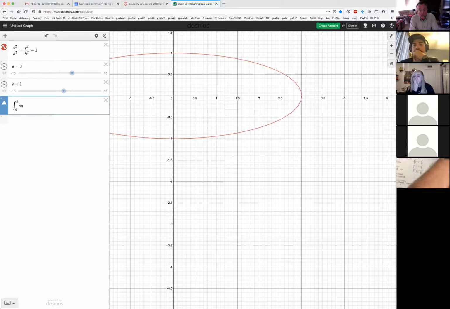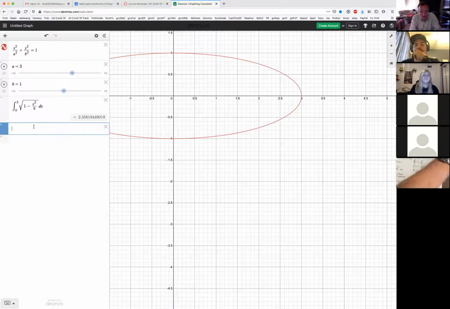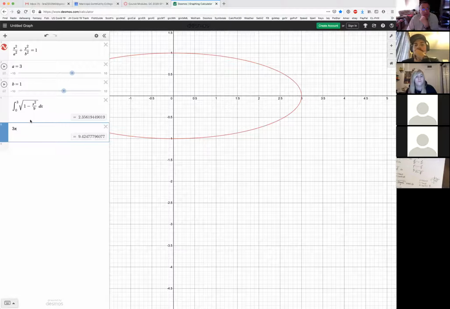Square root of 1 minus x squared over 9, dx. Whoops, got to get outside. How about that number? If that number was 3 pi, we'd be in pretty good shape. But you said that number was what? Oh, yeah, that was only a quarter of it. So we need 4 of those. Hey, it's looking pretty good to me.